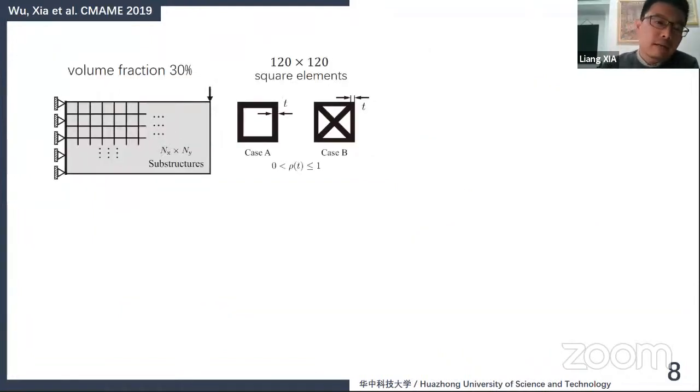Now we take a look at an example: a cantilever beam compliance minimization problem. We consider two types of lattices. Both lattices have a square frame, one with a square hole, another with cross trusses. And by changing this geometry parameter T, we can change the lattice geometry and the density. Each lattice is discretized into 120 by 120 square elements. Notice that we did not use truss or beam elements, which means the lattice geometry can be arbitrary, not necessarily truss-like lattices.